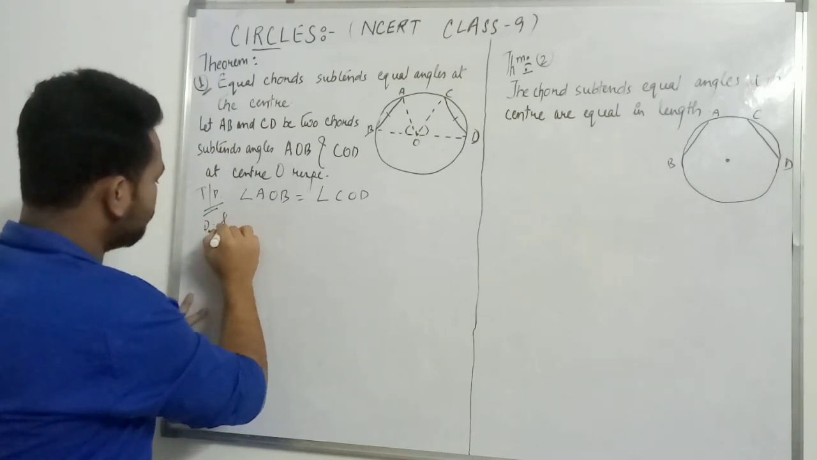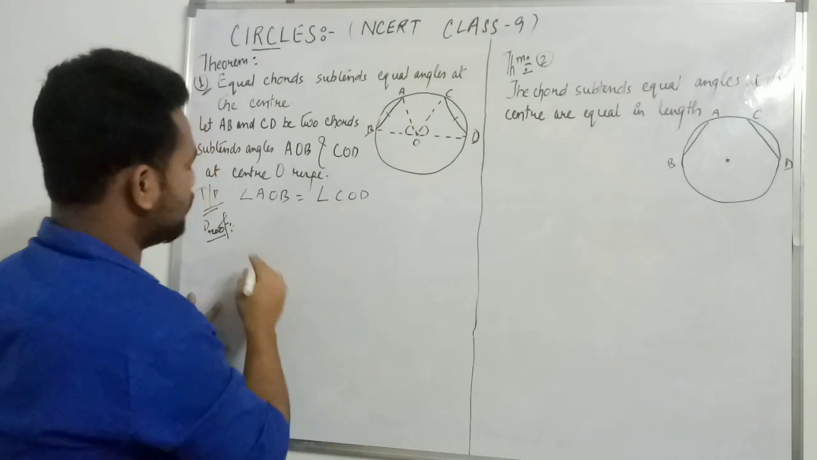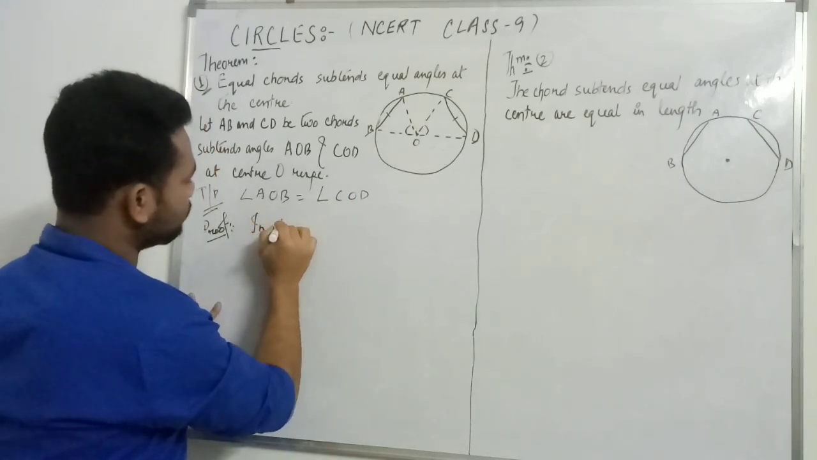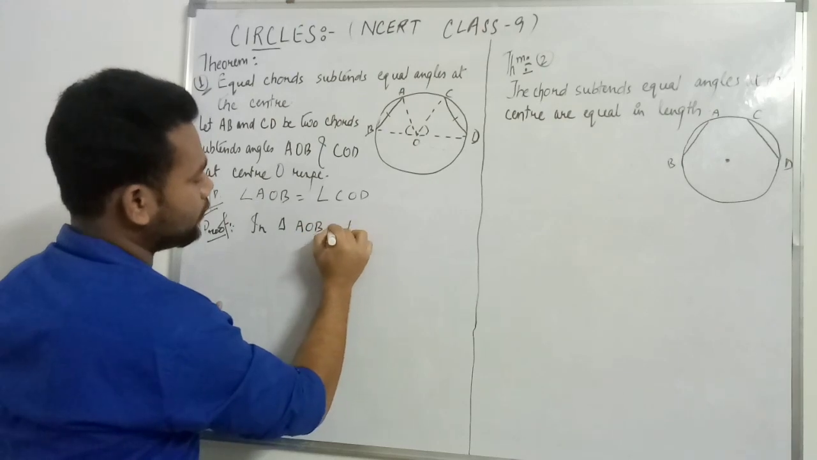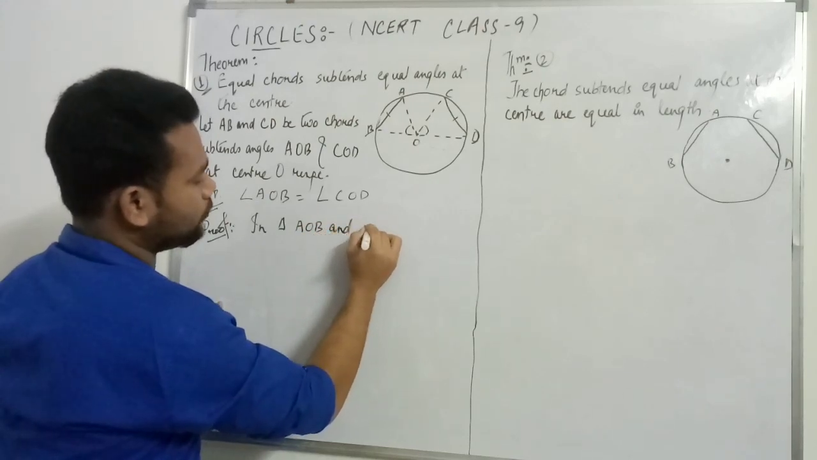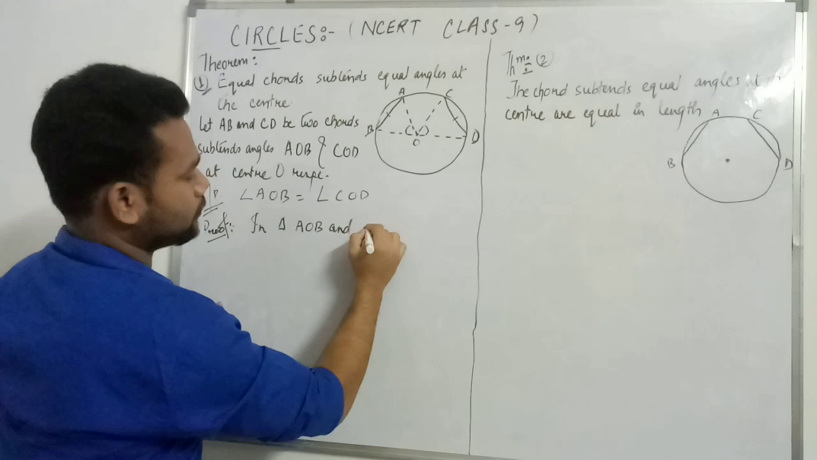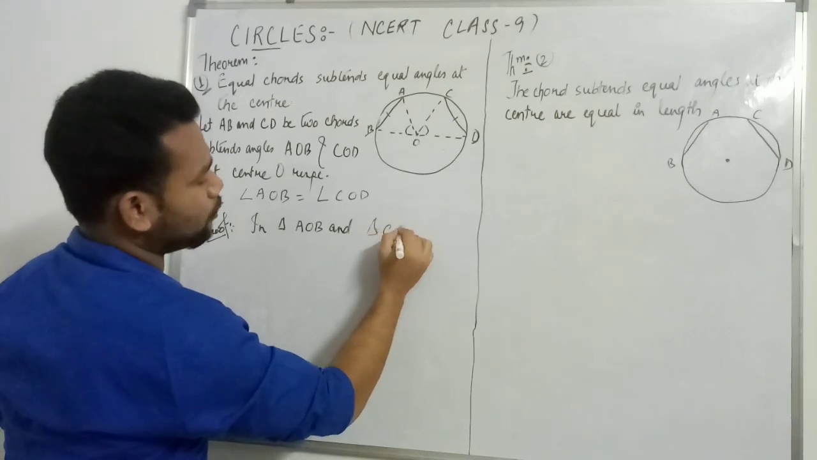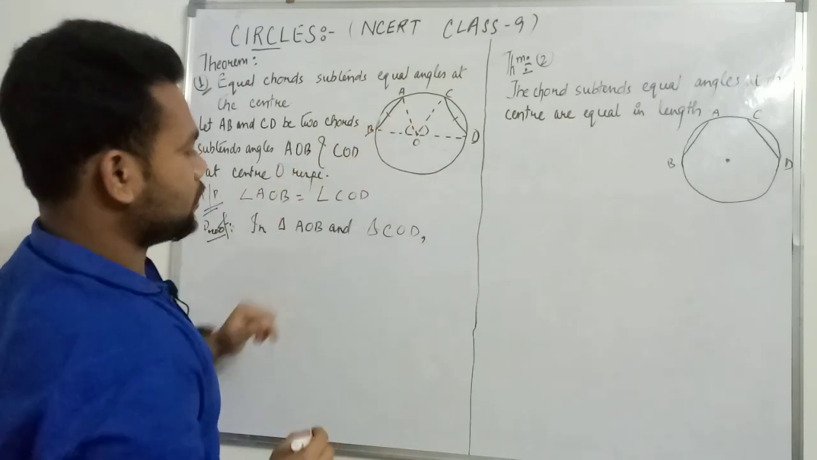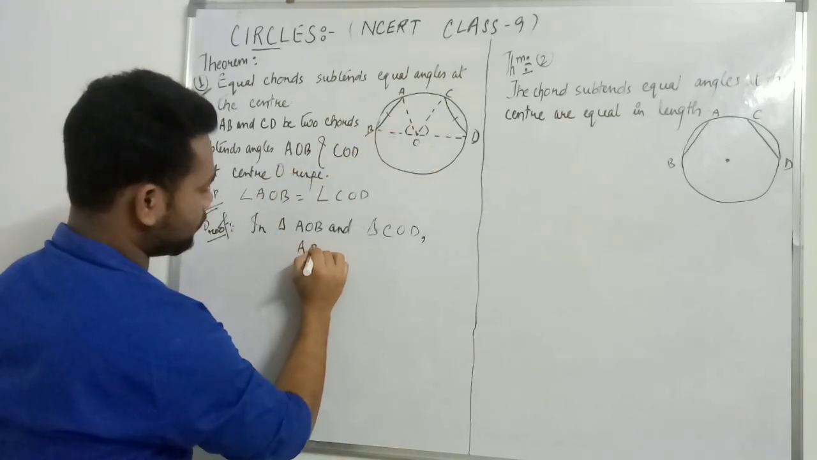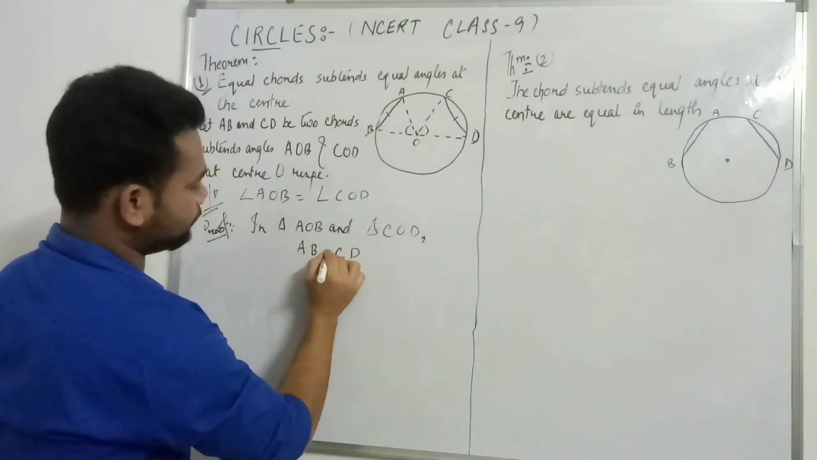Proof. In the proof part, let's do it. In triangle AOB and in triangle COD, here AB is equal to CD. AB is equal to CD.